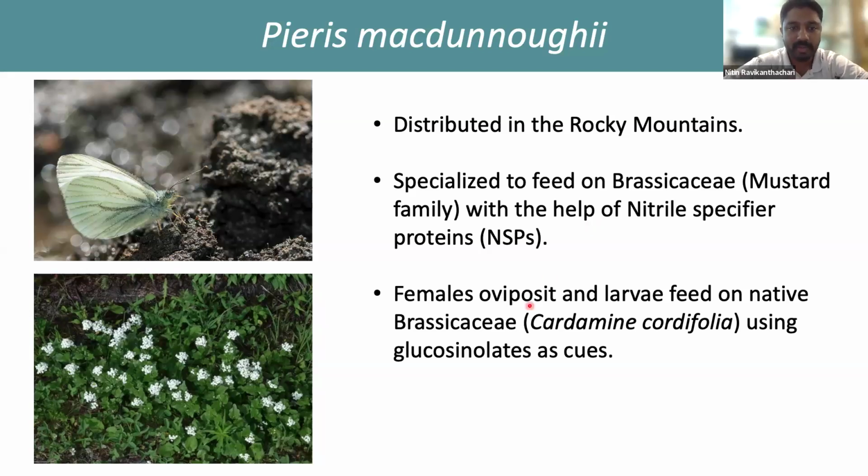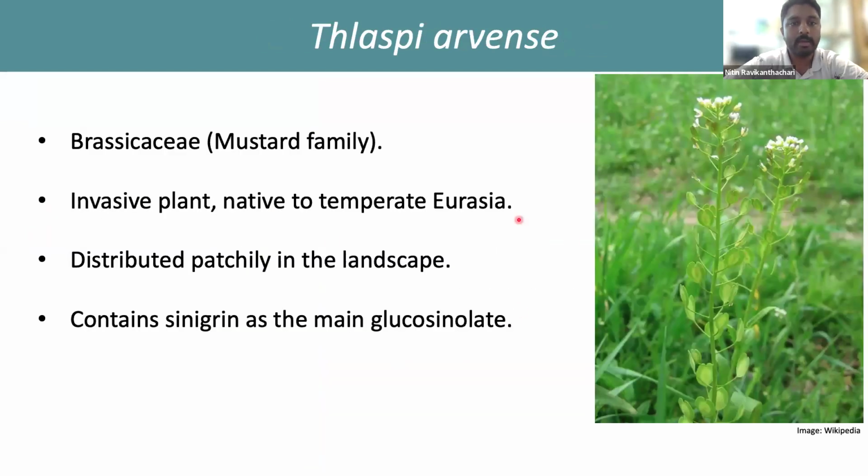And the females of this butterfly lay eggs on a variety of native plants, and they use glucosinolates as cues to find the plants to lay eggs on. And a novel invasive plant that I'm interested in is called Thlaspi arvense. It's a mustard plant. It is invasive to the US, but it is native to temperate Eurasia. It is distributed patchily in the landscape, and this plant mainly contains one type of glucosinolate or mustard oil known as sinigrin.